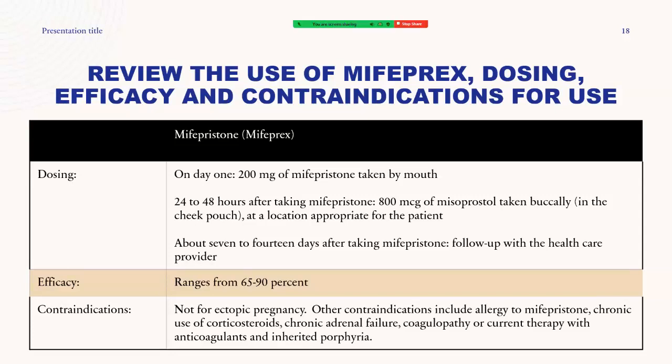Side effects and adverse effects are listed in your book, but reported side effects include nausea, vomiting, diarrhea, dizziness, headache, fever, chills, and cramping. In some cases, the abortion may be incomplete or the uterine bleeding following the abortion may be prolonged, in which case these women will require further interventions.